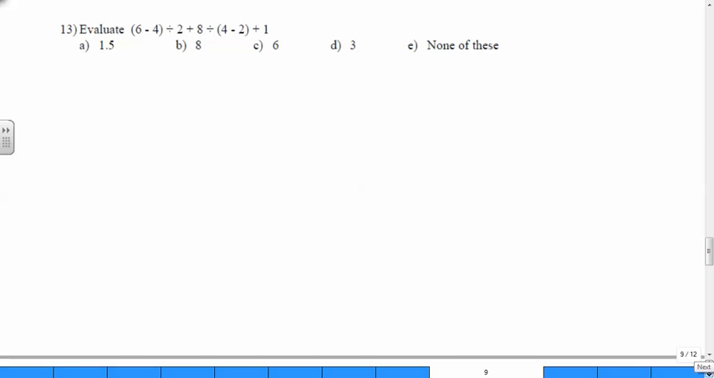Evaluate 6 minus 4 in parentheses plus 8 divided by 4 minus 2 in parentheses plus 1. What should we do? Should we yabba dabba do, right? Scooby-Doo was not the one who was doing the yabba dabba do, was the Flintstones, right? Okay, PEMDAS.